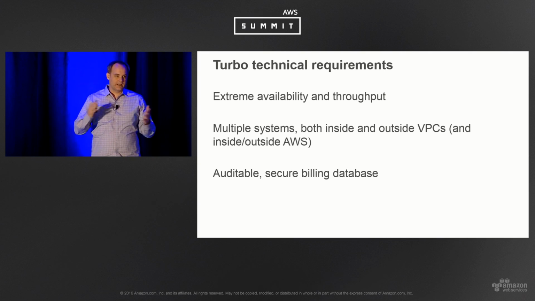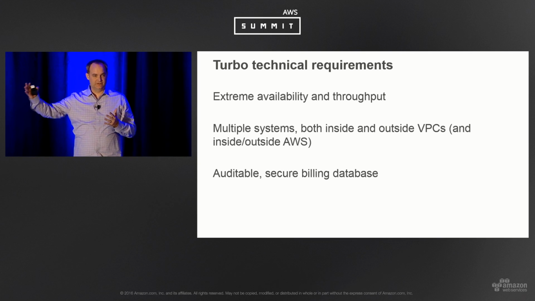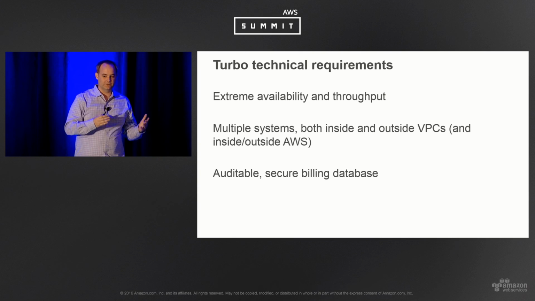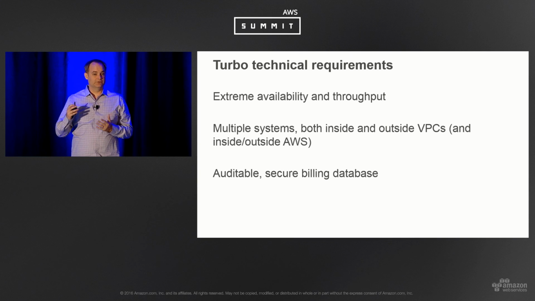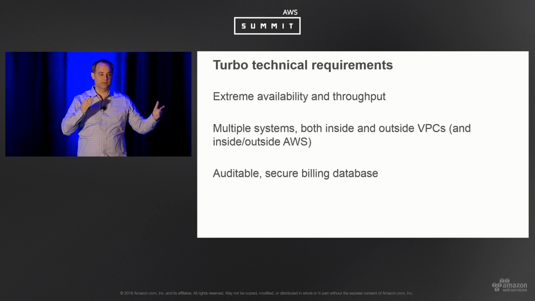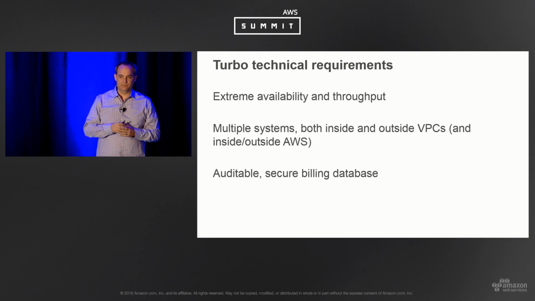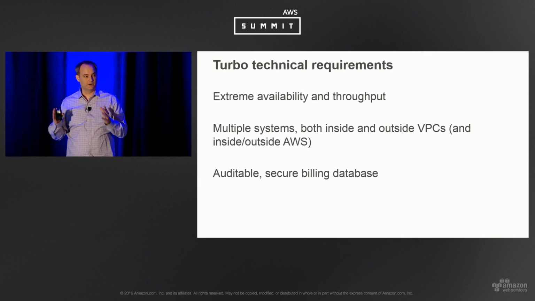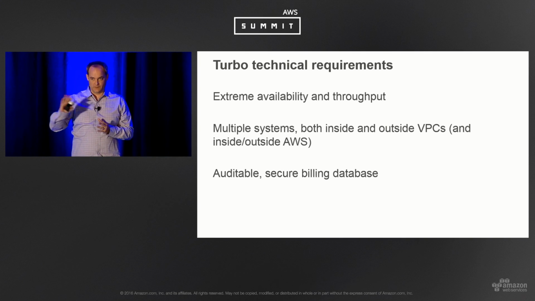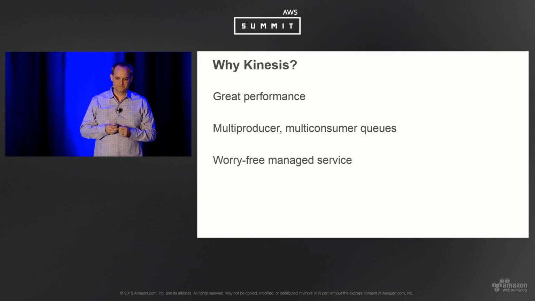With where we're at in our cloud migration, where we have systems sitting in AWS and others sitting in our data centers, and our AWS build-out includes a lot of different VPCs and a lot of different security requirements, we needed something that was really flexible so it worked within this hybrid state that we're in currently. And in particular, it's a paid product, so we needed this data to flow into an auditable, secure billing database. I'll talk about that a little bit more later on.